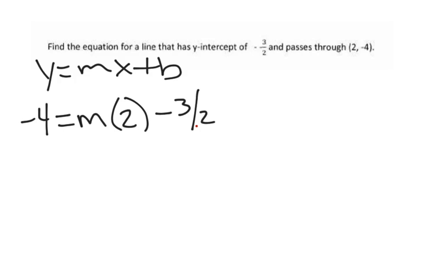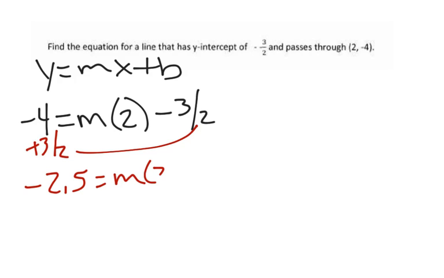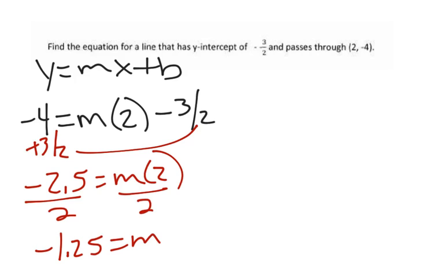So we're going to take this over and we're going to add the 3/2. So if you take your handy-dandy calculator, because I see it's a fraction, and say negative 4 plus 3 divided by 2, you're going to get negative 2.5 is equal to m times 2. Divide both sides by 2. And you get negative 1.25 is equal to m. We like for it to be a fraction, so math, enter. Negative 5/4 is equal to m.